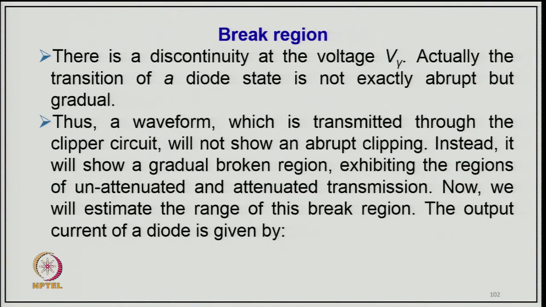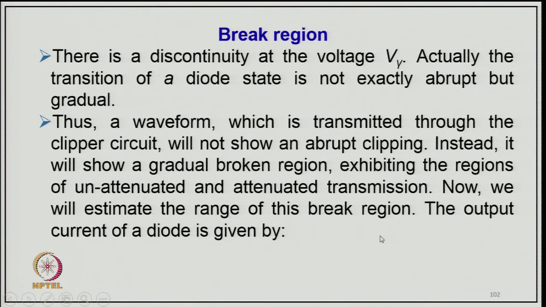So, thus a waveform which is transmitted through the clipper circuit will not show an abrupt clipping, instead it will show the gradual break region exhibiting the regions of unattenuated and attenuated transmission. And now, we will estimate the range of this break region.